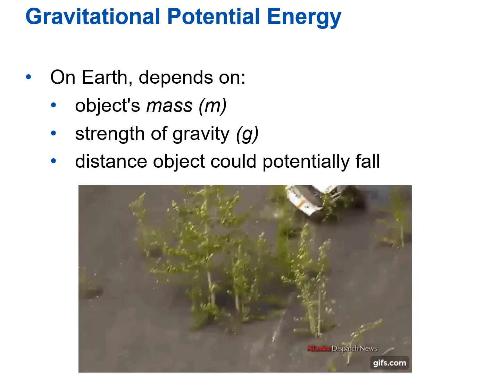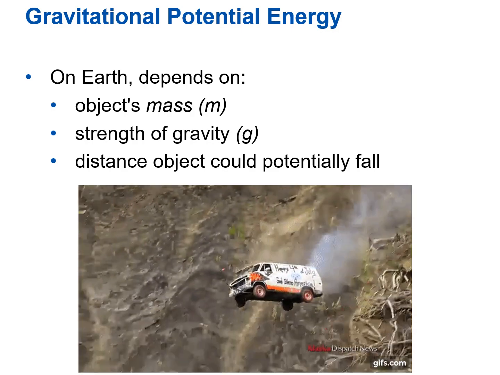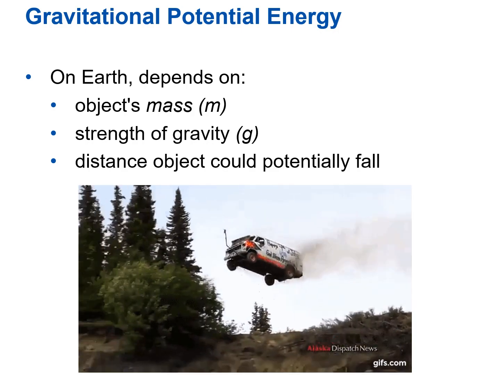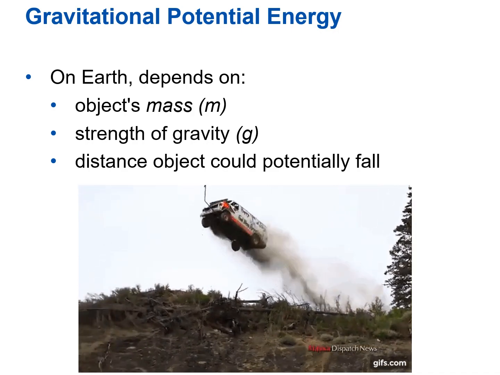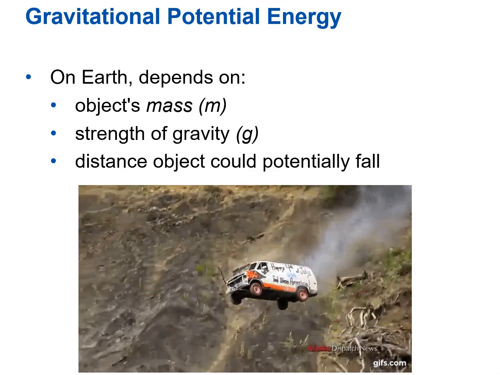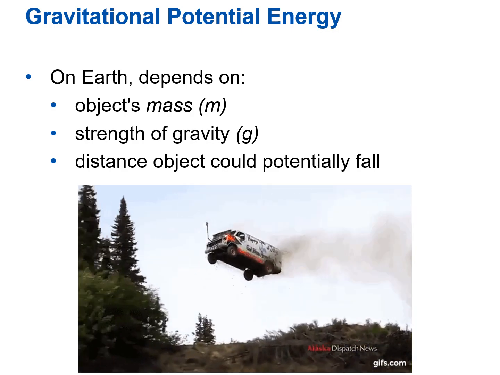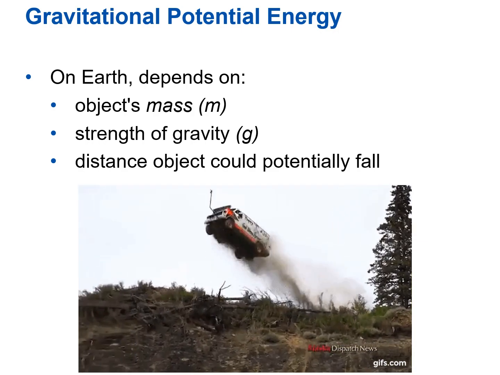Yes, it does have kinetic energy because it got run off the cliff, but even if it hadn't been going fast, if it just rolled down the cliff, it's got potential energy based on its mass, how strong gravity is, and the distance that it can fall. And the more distance it has to fall, the faster it'll go, the more it can move something or maybe do damage when it hits down below.